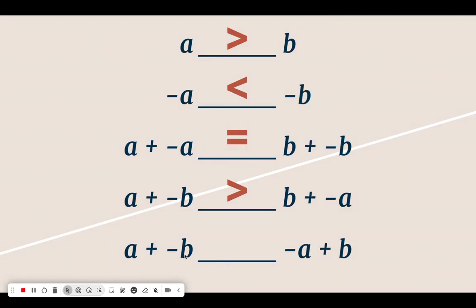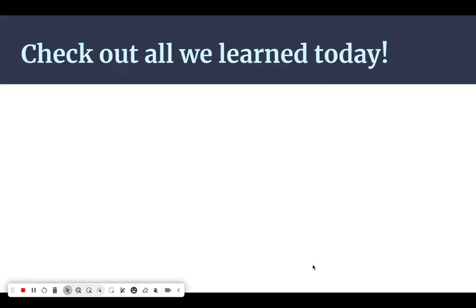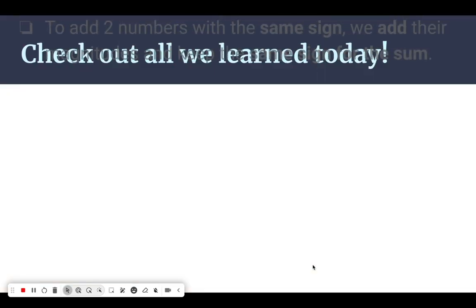And then the opposite, A plus negative B and negative A plus B. Let's see, we're still having the smaller number over here. Negative A plus B, it's the same thing. It would still be greater than, because these are the same as these. All right, so check out what all we've learned today.